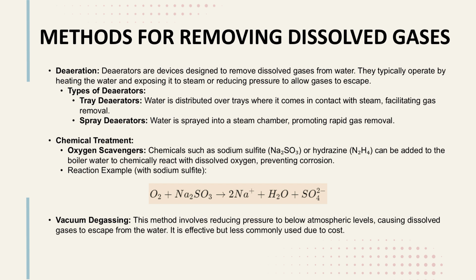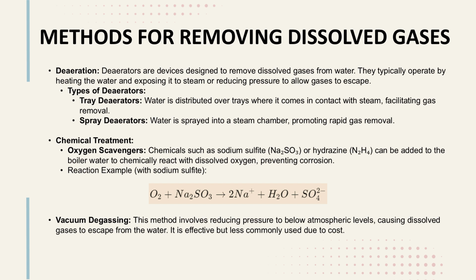Deaeration, a process that heats water and exposes it to steam or reduces pressure to allow dissolved gases to escape. There are two main types of deaerators. Tray deaerators. Water is distributed over trays where it meets steam, promoting gas removal. Spray deaerators. Water is sprayed into a steam chamber, ensuring rapid and effective removal of gases.